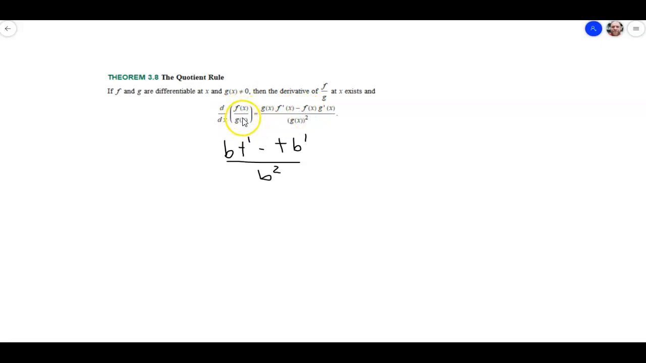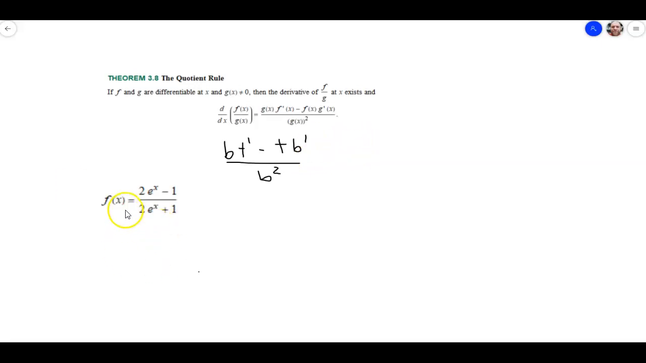So if we can write a function as a function on top divided by a function on the bottom, then as long as the bottom is not equal to 0, because we can't have a 0 in the denominator, we can find the derivative by doing this. A little bit more work than the product one, but sometimes essential. So let's go ahead and look at a couple of examples here.